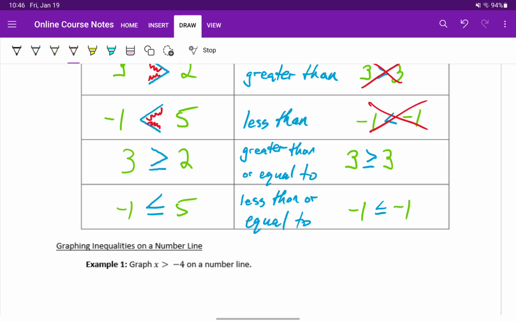So the first 2 are our strict inequalities. The expression on one side is strictly greater than or less than the other side. Then when we add that or equal to, we just have that second possibility. Either one side is the larger side, or it's equal to the expression on the other side, or similarly with the less than statement. Either one side is less, or the 2 sides are equal to each other.